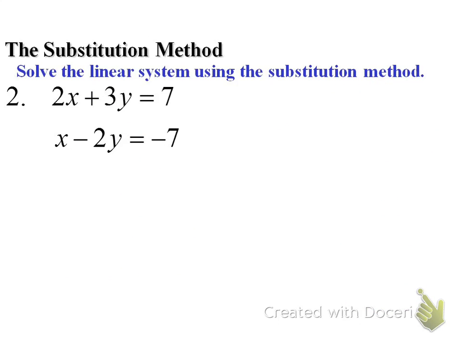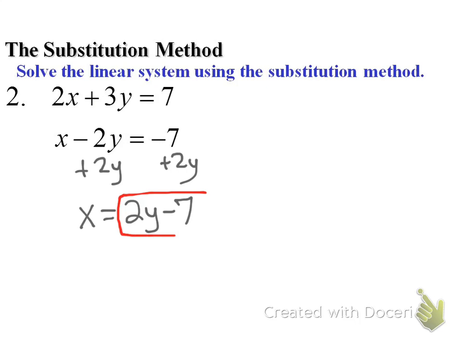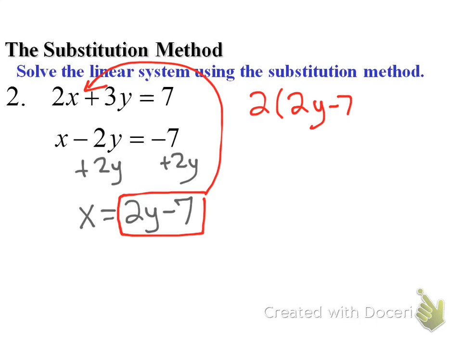All right. First step, get a variable by itself. Anyone have a preference? The second x, good, because we could just add 2y to both sides. So x equals 2y minus 7. I take this value. I plug it in for the x in the other equation. After you plug it in, you should notice that all your x's are gone. If they aren't, you did something wrong. Okay, the whole point is to get just one variable. So now we have just y's, and we can solve from here.